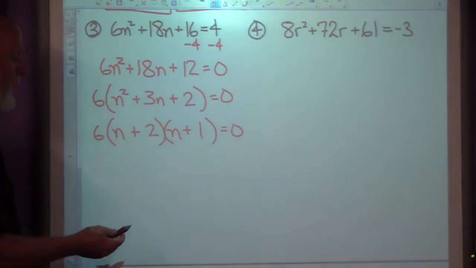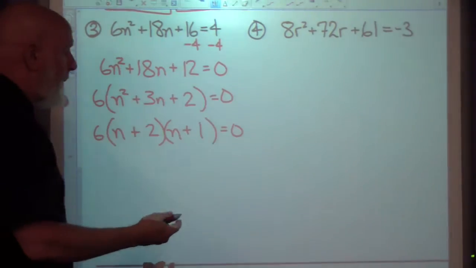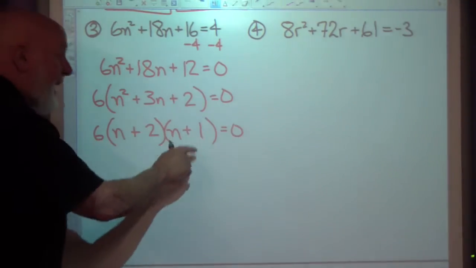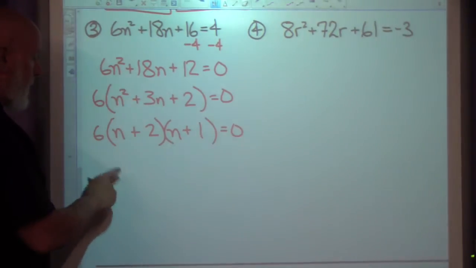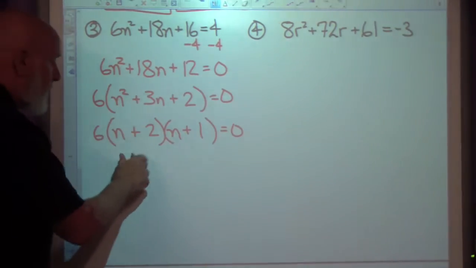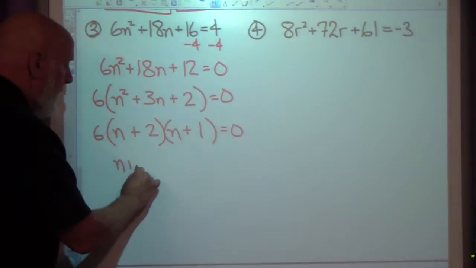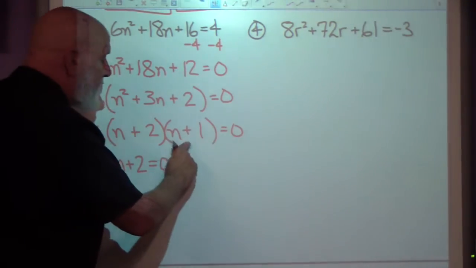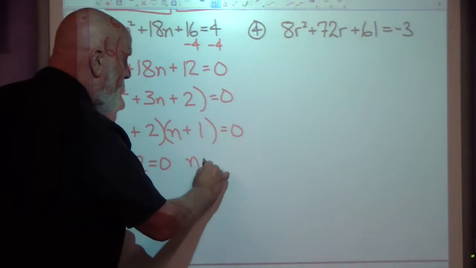So I've gotten it factored, and now I'm going to employ the zero product property, which says if you have a bunch of stuff multiplied together and you get 0, one of these things, their factors, has got to be 0. This one can't be because it has a value of 6. It's a constant. But this could be. It's a variable expression, and it could be 0, depending on the value of n. And this could also be 0, depending on the value of n.